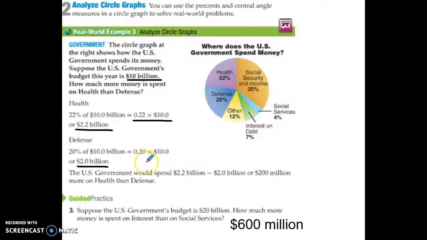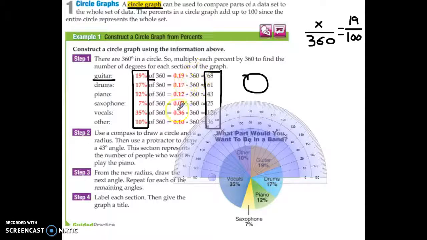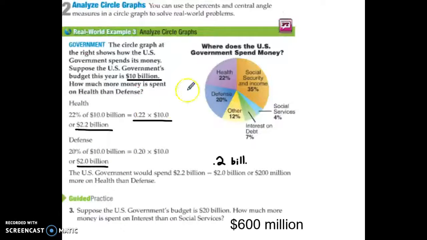How much more spent on health than defense? I need to subtract those two numbers. 2.2 billion minus 2 billion would look like 0.2 billion, but that actually is 200 million in real life. Okay, so 0.2 billion is 200 million. You can just multiply the percent by the whole. Okay, that's what we're doing. That's what we did here. The whole thing was the degrees. We were concerned about the degrees. Now we're concerned about the budget.